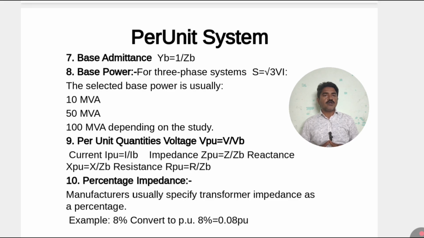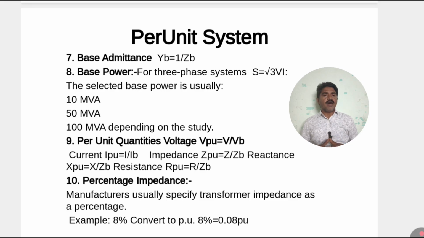Then the per unit quantities of voltage, current and impedance. Voltage per unit is equal to actual value by base value, that is VPU is equal to V by VB. Next, current per unit is equal to I by IB. Impedance per unit is equal to Z by ZB. Reactance per unit, X per unit, is equal to X by ZB. Resistance per unit, R per unit, is equal to R by ZB. ZB is the base impedance.